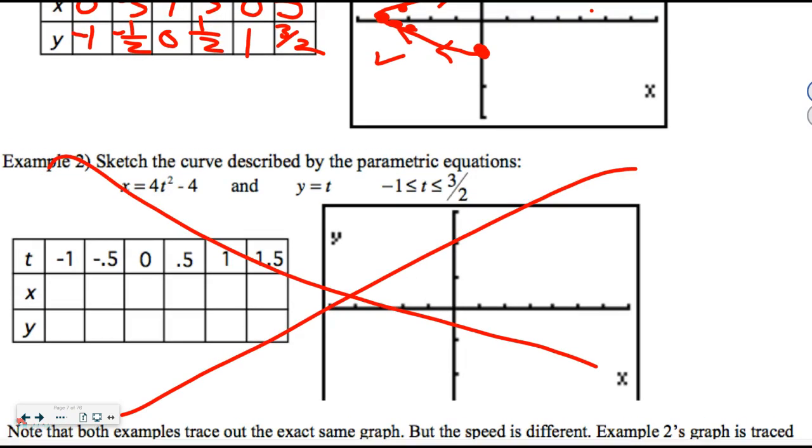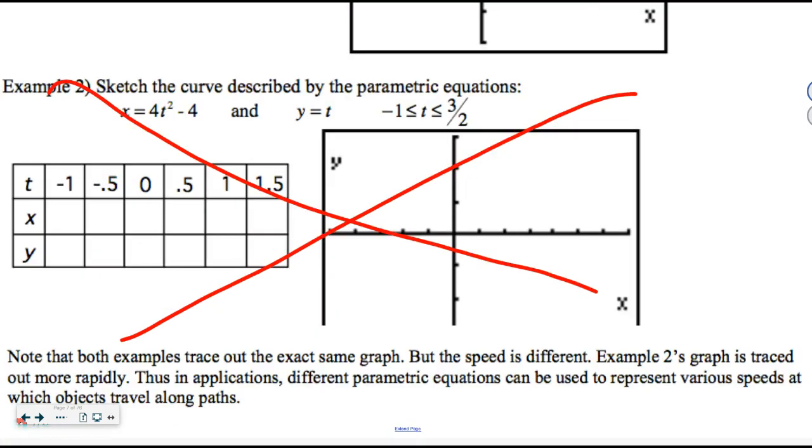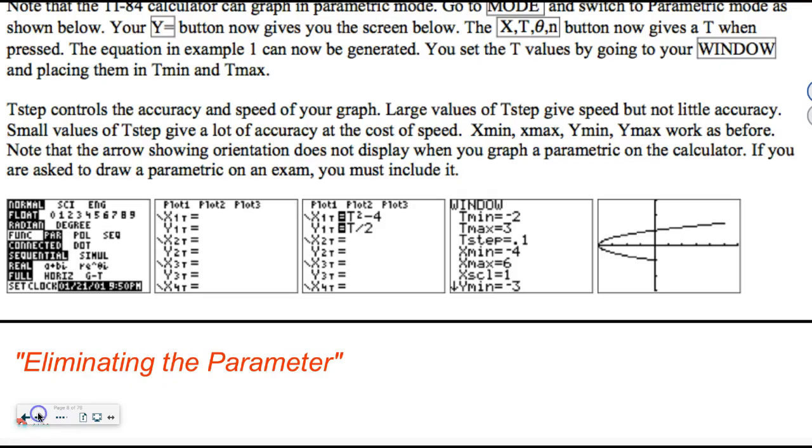But what I want you to do is take out your calculator. First of all, you have to go to mode and switch to parametric. So go hit your mode. I'm not going to open mine because it makes my screen go super slow. So go to your mode, hit parametric. When you hit your Y equals button, now you're going to see a totally different view than you're used to seeing. It's going to say x sub 1t, y sub 1t.